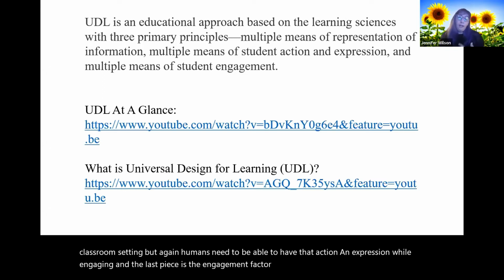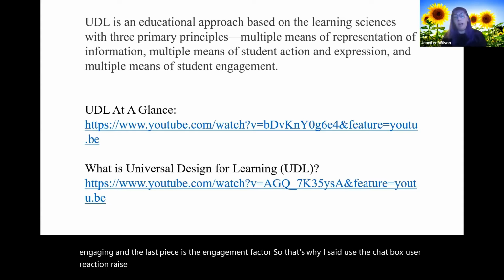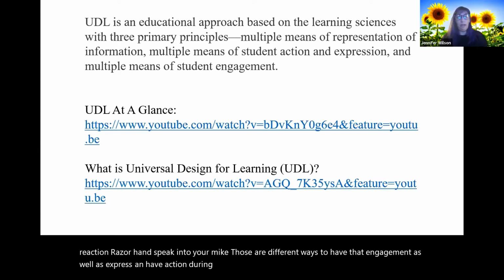So that's why I said, use the chat box, use a reaction, raise your hand, speak into your mic. Those are different ways to have that engagement as well as express and have action during this dialogue that we're having today. Now I am going to stop sharing the PowerPoint. I'm going to switch to a video, so please bear with me for 1 second with that lag.